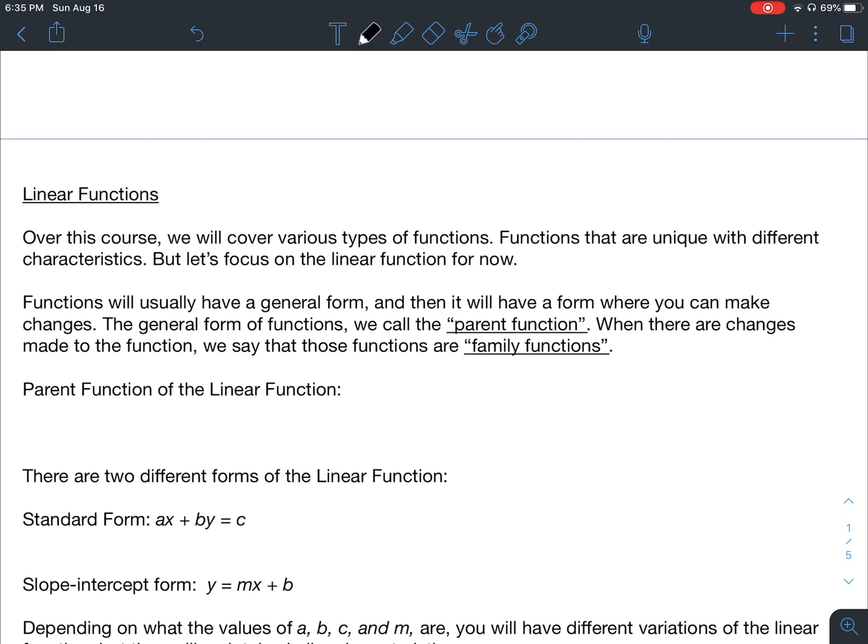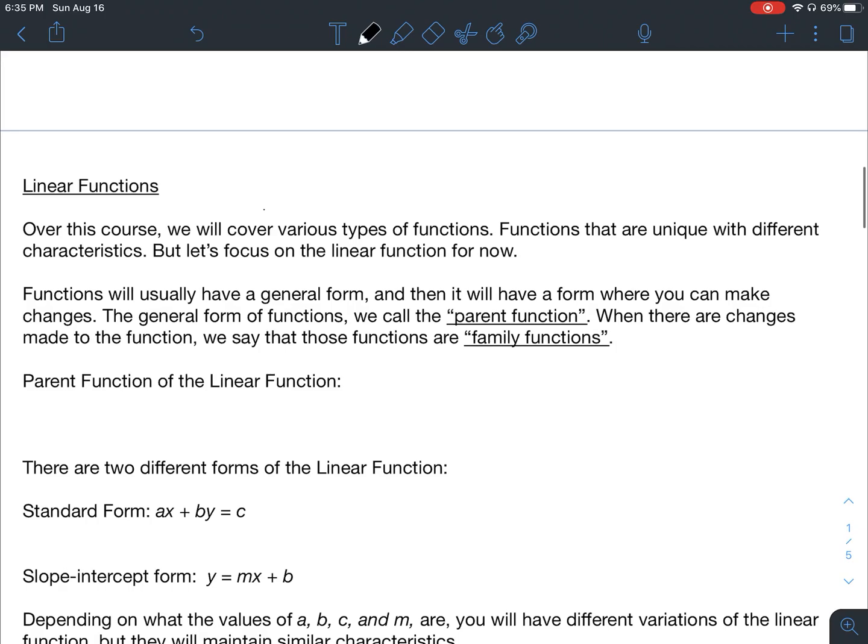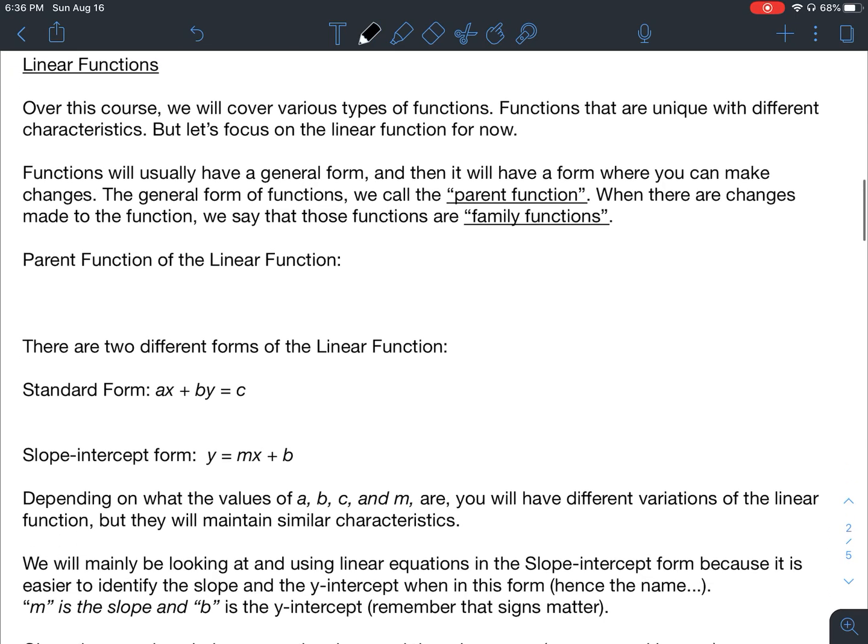So over this course, we are going to cover different types of functions. Not all of them are going to be functions that follow a straight line. We're going to cover exponential functions, quadratic functions, log functions, different kinds of functions. And functions help us describe different relationships between the two variables, because not every two variables are going to follow a linear pathway. But for now, let's just focus on what we know with our linear functions.